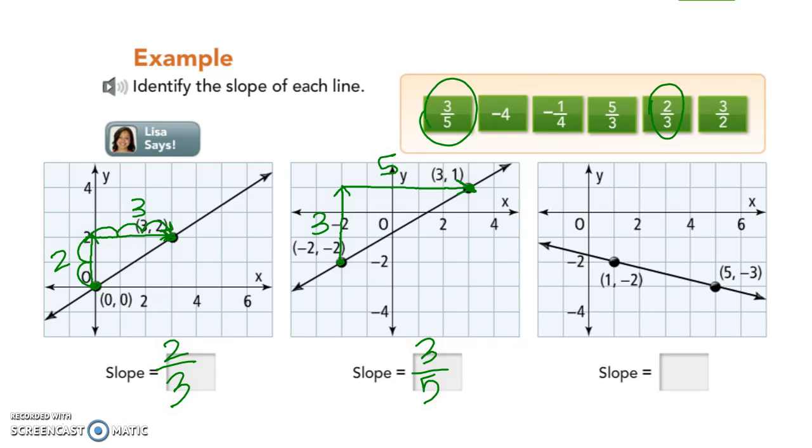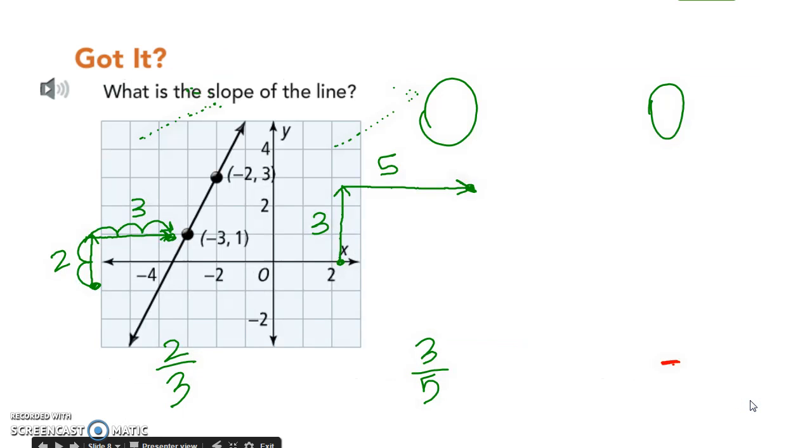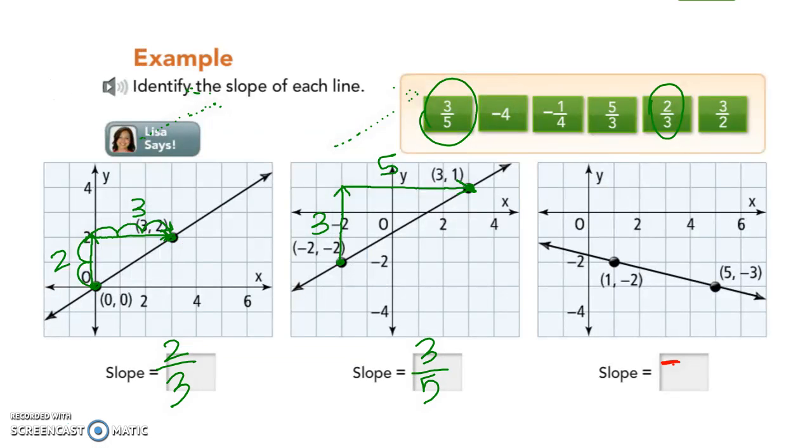All right, looking at the third one. Notice that this line is different from the other two. How? These lines were going up from left to right, over here up from left to right, up from left to right. When you're looking at the graph and you see that the line is going down from left to right, that is going to mean that the slope is actually going to be a negative number, okay? So when the line is going down from left to right, that means the slope is going to be a negative number. So I'm going to go ahead and put a negative for my slope.